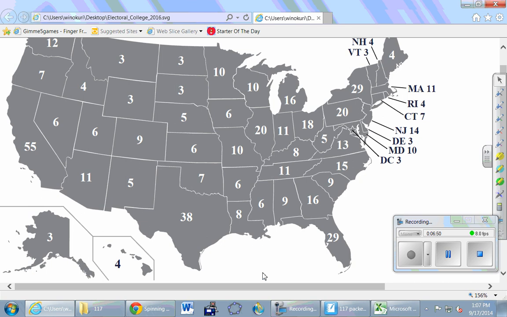And based on the results of that 2010 census, the numbers shifted a little bit. Most states stayed exactly where they were with the number of representatives they had, but some grew and some shrunk. We shrunk by 1 vote. Okay, so we have 11 votes here in Massachusetts.